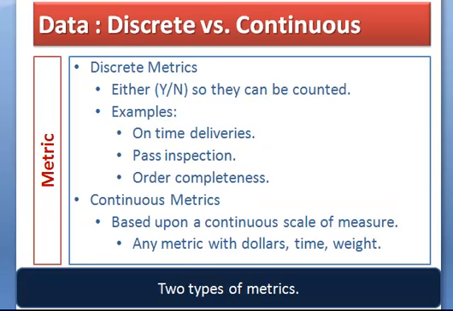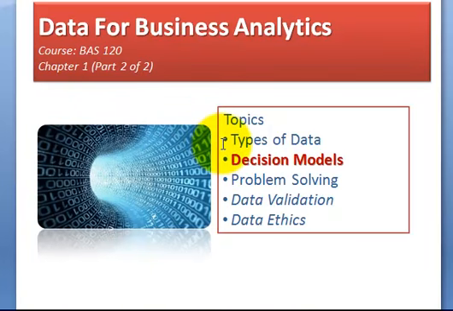Finally, as we mentioned, we can have discrete metrics. That's where they can be counted, like on-time delivery, pass inspection, order completeness, or they can be continuous based on a continuous scale, like dollars, times, and weight. So on your numeric data, it can be discrete or it can be continuous. So now we've talked about the types of data. Let's talk briefly about different decision models.